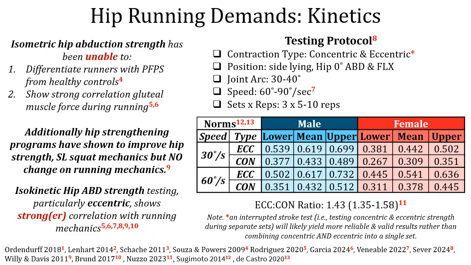And so these values that we see here also correlate a bit more readily to what we see with running, with the approximately 60% relative to body weight as far as the force that's acting on the hip in the frontal plane.